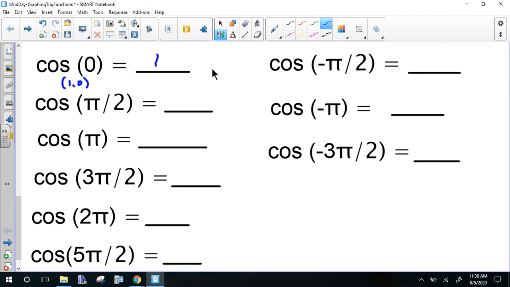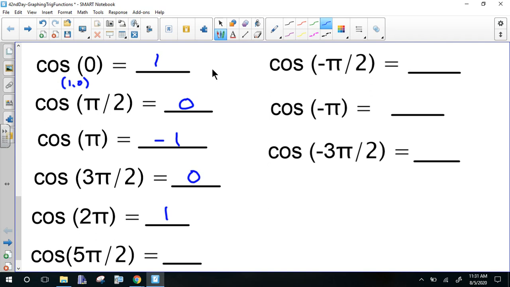You look at cosine of pi over 2, that's up on the positive y-axis. Cosine there is 0. Pi, out at pi on the negative x-axis, cosine is negative 1. At cosine of 3 pi over 2, down at the negative y-axis, the x value down there for cosine is 0. Over at 2 pi, we're back around a full circle, so that is 1.